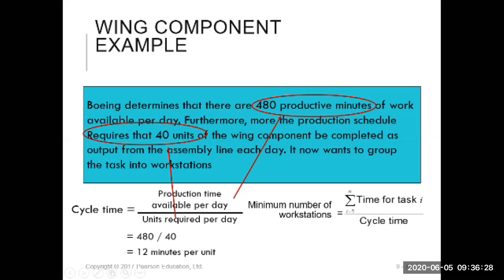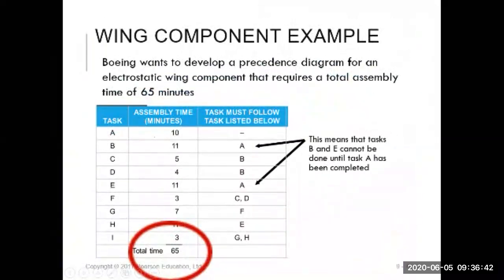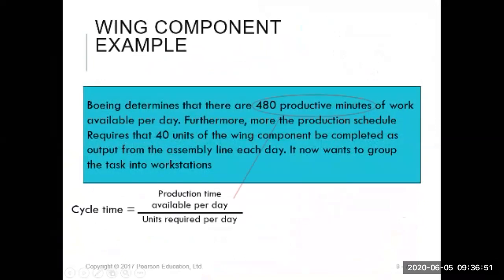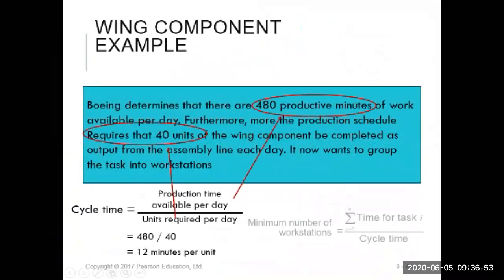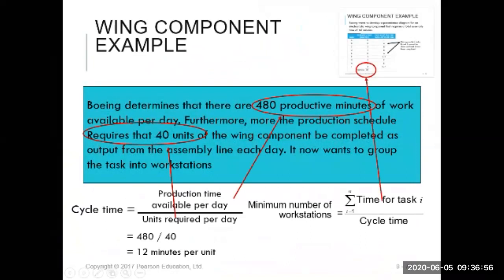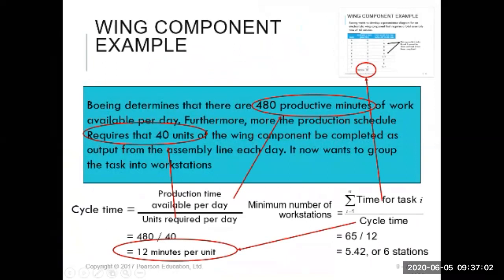Okay, so next we identify the minimum number of workstations. Total time for task divided by cycle time. Where do we get this total time for task? Remember this table? This is the total time, 65. So 65, cycle time 12 minutes. So 65 divided by 12, we get 5.42, or 6 stations.